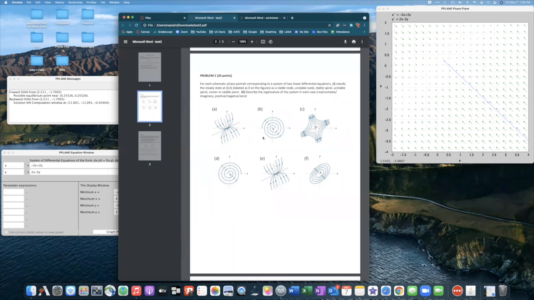So for B here, it's clearly a spiral, and it's clearly an inward spiral. So that's a stable spiral. And we know for a stable spiral, the eigenvalues are complex, and the real part has to be negative.